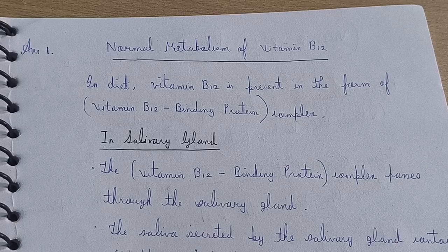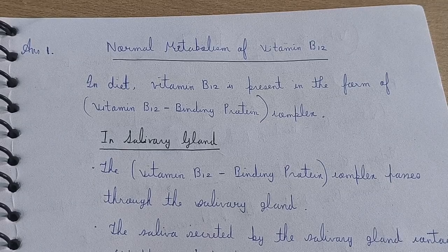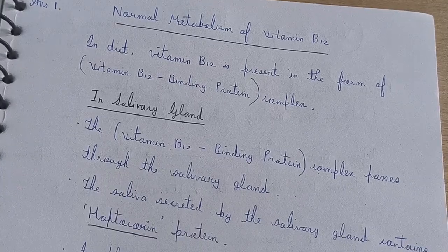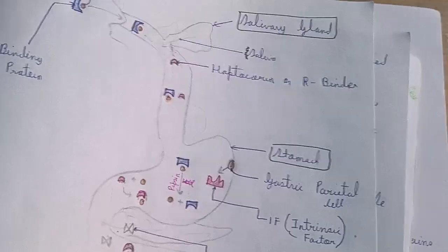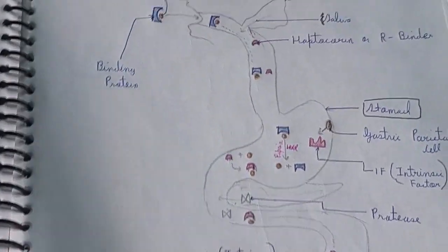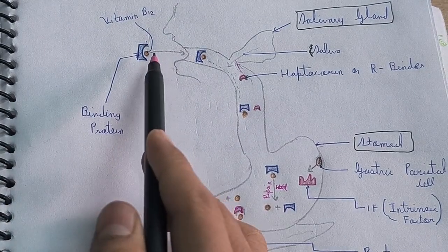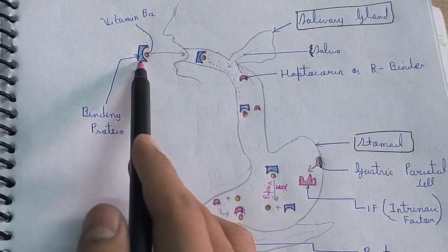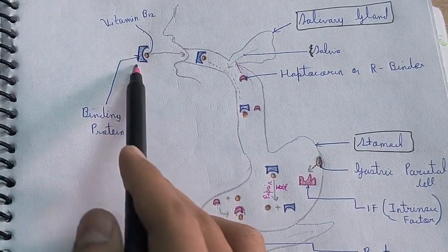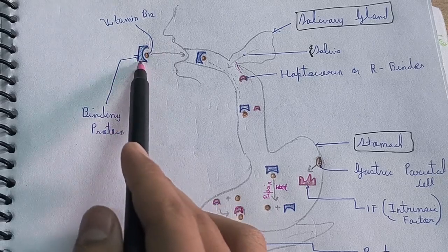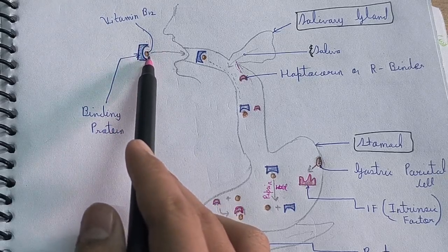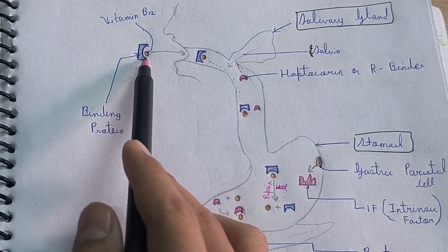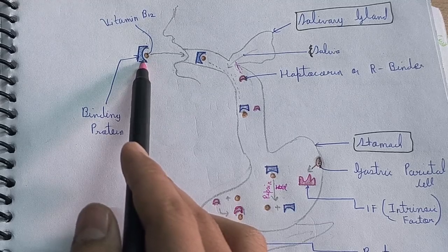But before discussing pernicious anemia, you should know the normal metabolism of vitamin B12. So friends, this is the normal metabolism of vitamin B12, and we are going to understand it with the help of a diagram. So let's bring the diagram. Here this is vitamin B12 and this is a binding protein. In our diet, vitamin B12 binds with this binding protein, so it is present in the form of a vitamin B12 binding protein complex.